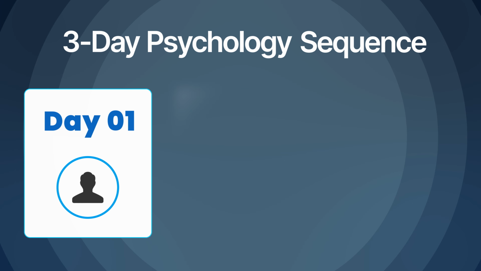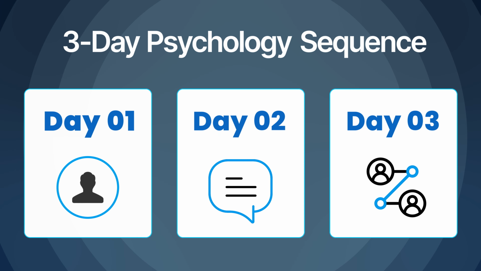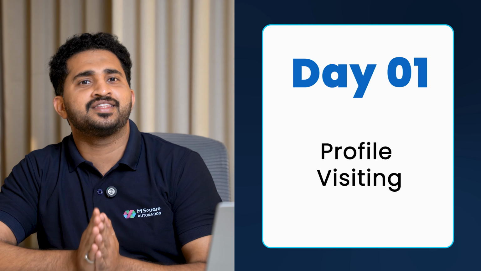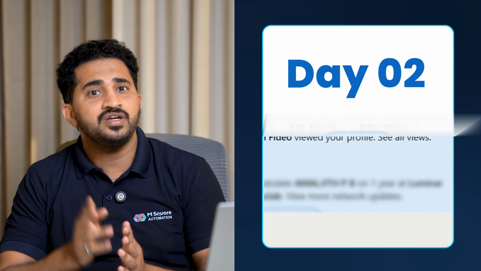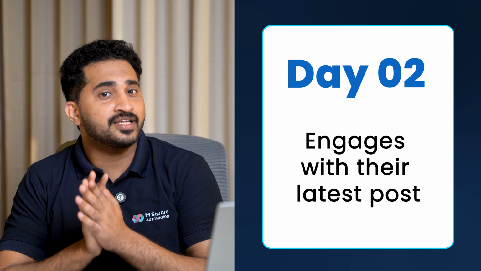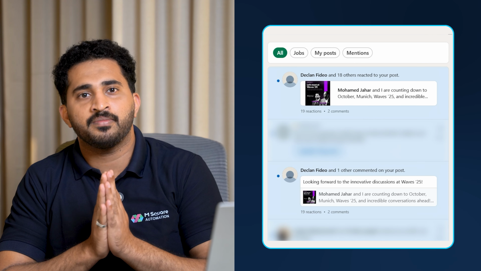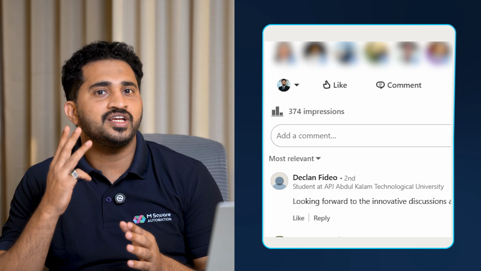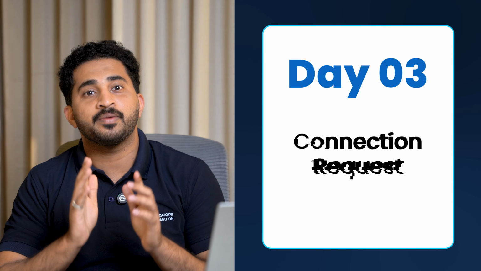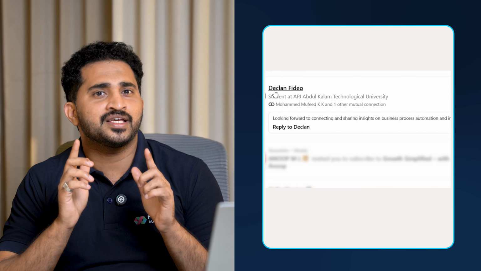Instead of hitting people with sales pitches, it follows this smart 3-day psychology sequence. On day 1, it simply visits their profile. They get that notification that you visited their profile. On day 2, it engages with their latest post, but not with some generic comment. It actually reads what they shared and responds intelligently. Now the person is familiar with your name. On day 3, it sends a connection request with a personalized message. By the time they get your connection request, you are already familiar to them, not a stranger trying to sell something.